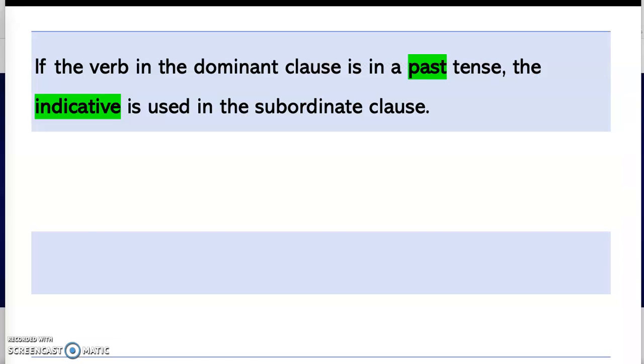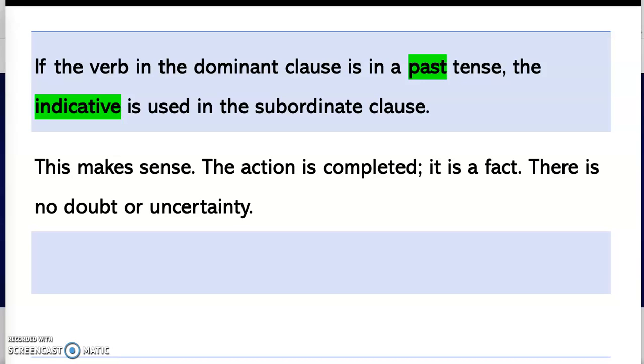If the verb in the dominant clause is in a past tense, the indicative is going to be used in the subordinate clause. This makes sense. The action is completed. It is a fact. There's no doubt, no uncertainty.